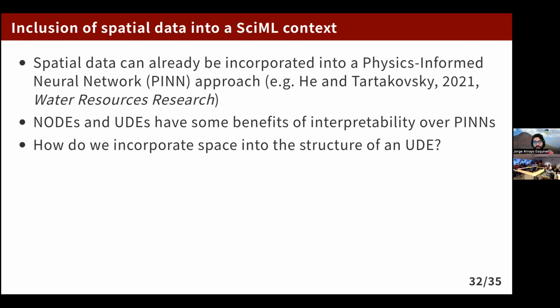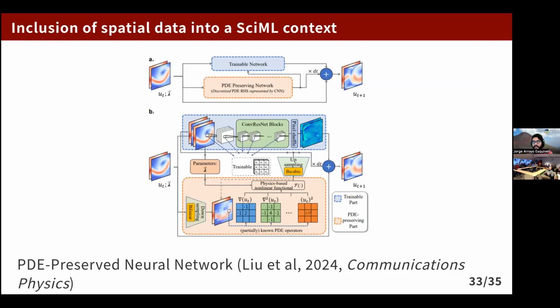A pretty recent paper, literally published like last week, provides an example. They're calling it a PDE preserved neural network, in which, instead of having a feed-forward neural network like in the case of NODEs, you use a convolutional neural network, and that allows you to learn the spatial correlations in your data. So it's basically a NODE, but with a convolutional neural network.